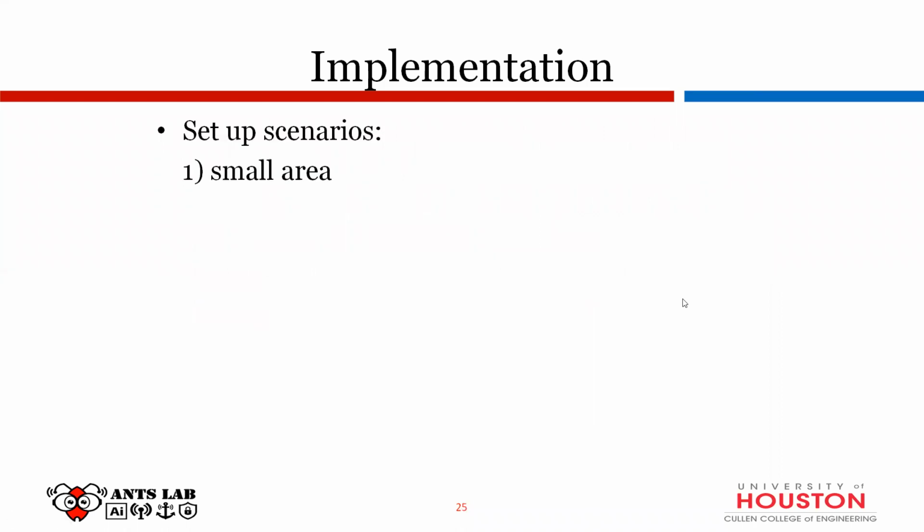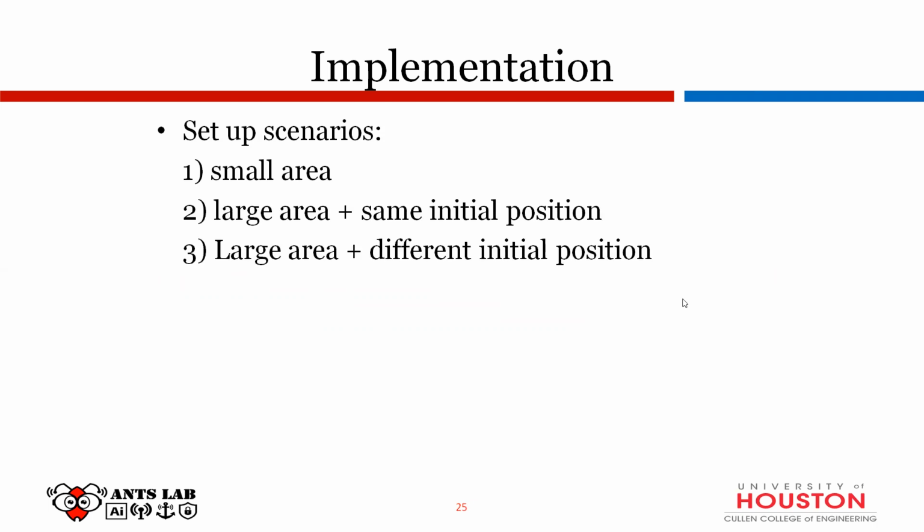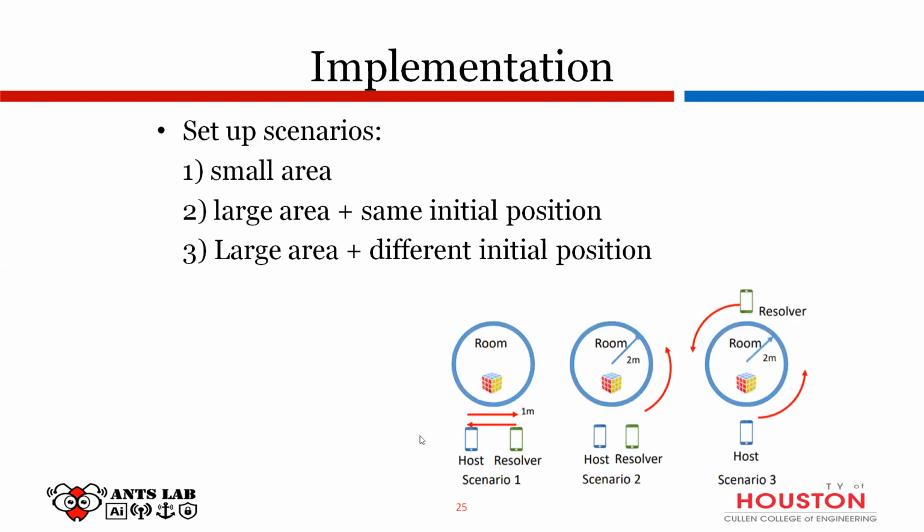Now we'll talk about the scenarios they set up for their experiment. There are 3 scenarios. The first one is the small area. The host and the resolver are mostly stationary, and they move within a one times one by one area. So this is the small area.